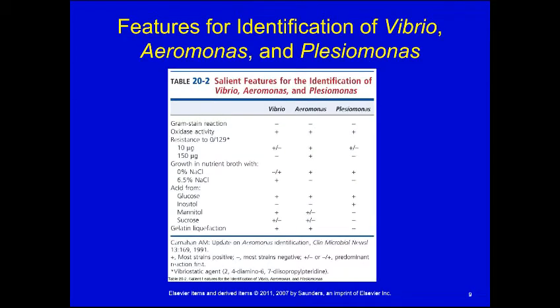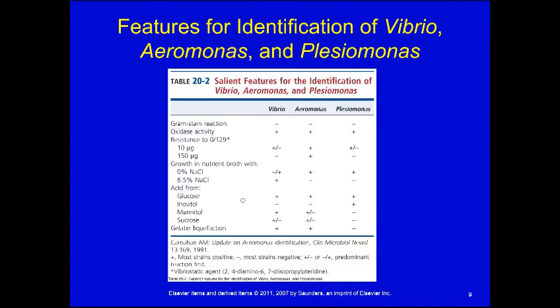So, here's a table that would differentiate Vibrio from Aeromonas from Plesiomonas. All of which will react negative in gram stain. All are oxidase positive. Now, resistance to O129 at 10 microgram: variable po ang Vibrio, Aeromonas is positive and Plesiomonas is variable. At 150 microgram, negative po ang Vibrio, positive po ang Aeromonas, and negative po ang Plesiomonas. Okay? So, ibig sabihin, resistant yung Plesiomonas at 150 microgram.